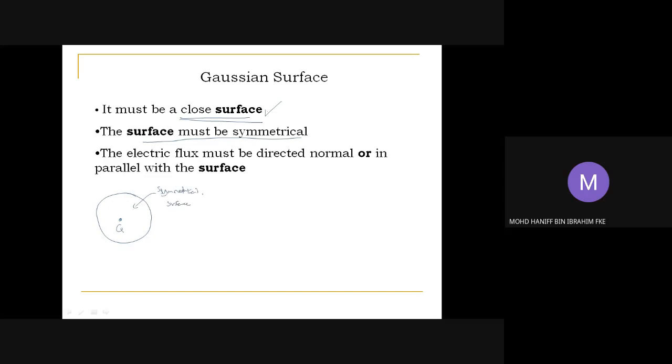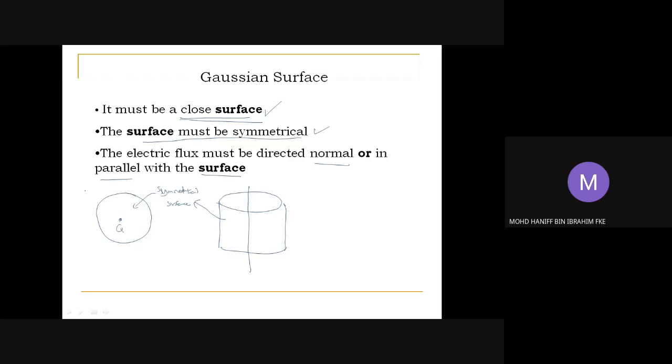Okay. Similarly, for the case of the line charge that we just recently did, we have an infinite length of line charge. Then we draw a cylindrical surface. So this cylindrical surface is also symmetrical. Your Gaussian surface must be symmetrical, so that should be the second characteristic of a Gaussian surface. And number three, the flux must be directed either normal or parallel with the surface. So it's very important, yeah?